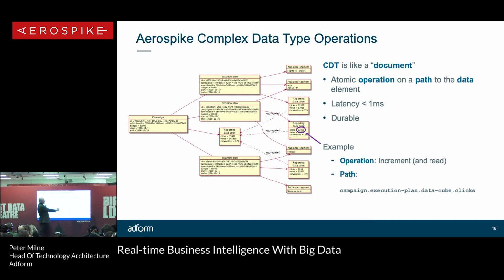So you want to have something where you can maybe update the number of clicks that have occurred in this execution plan, or maybe the number of views, or the number of conversions. And so the event aggregator and reducer can combine these values together and increment counters, increment values in histograms using the Aerospike campaign complex data type mechanism.